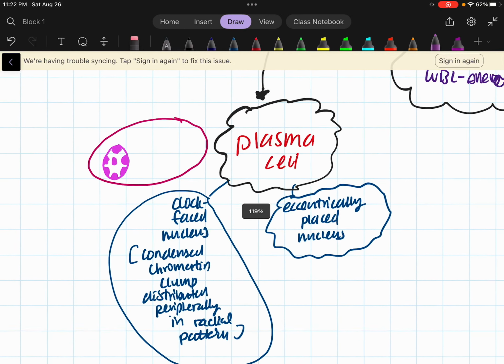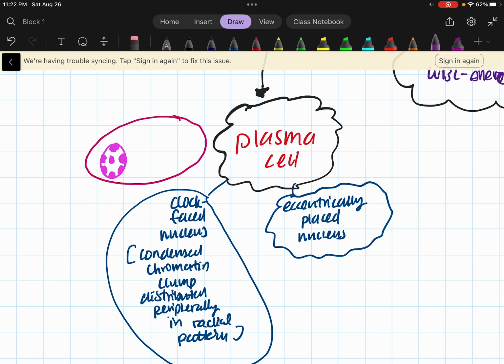And finally, you have the plasma cells. So these plasma cells are very special because, judging from the appearance, you can see it has this nucleus that looks like a clock, and we call this clock face nucleus. The reason why it has this appearance is because there are clumps of condensed chromatin which distribute peripherally, which means on the sides, and it just so happens to distribute in a circular manner or a radial pattern. And yeah, this nucleus is eccentrically placed, which means it's placed off-center. And that covers the cells of the connective tissue.